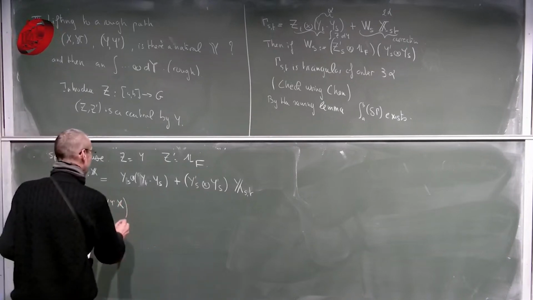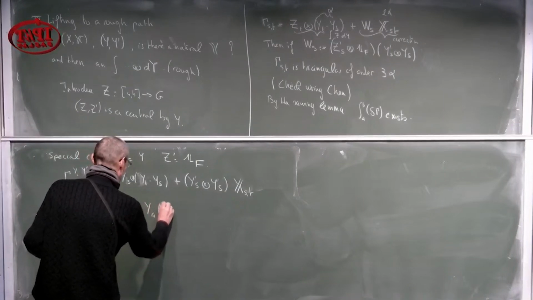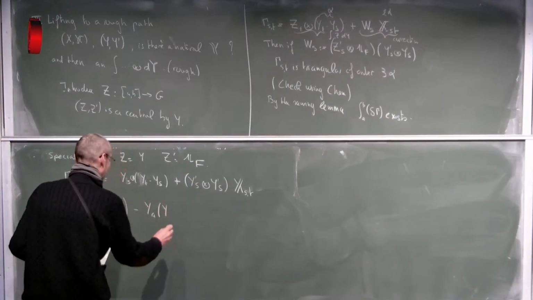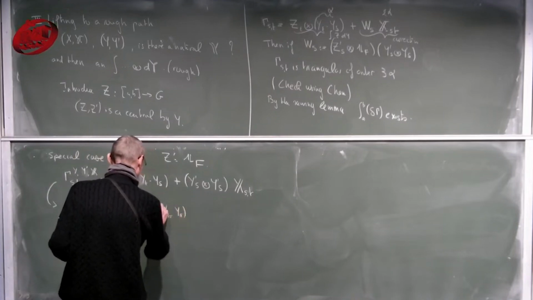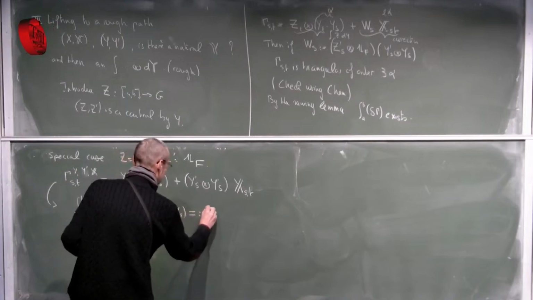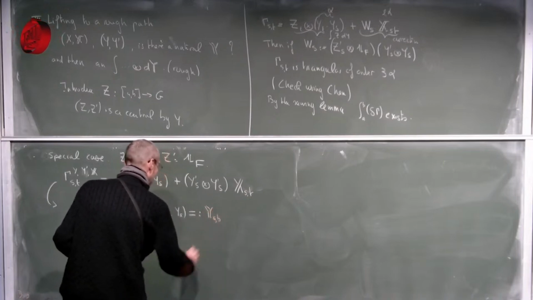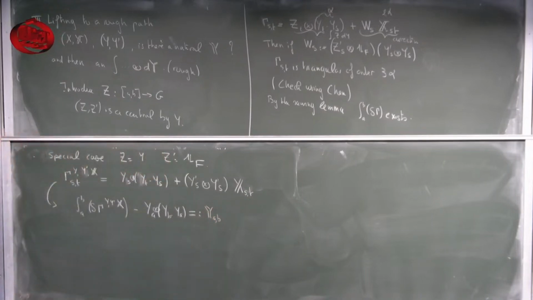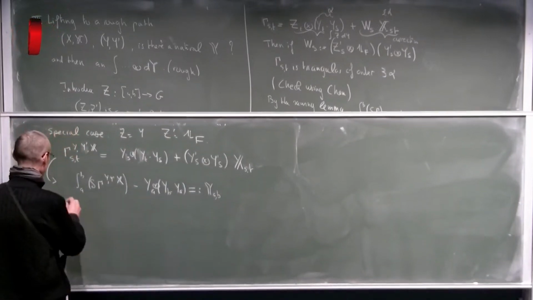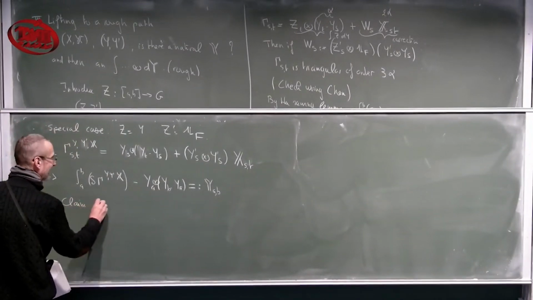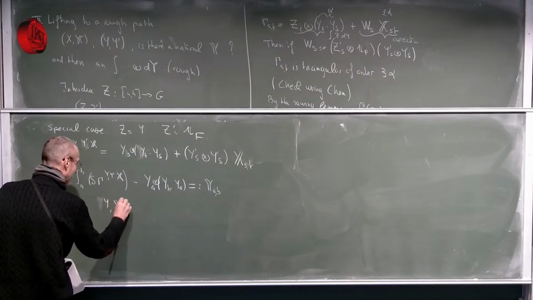Okay, now what do I do to this? I subtract y_a from y_b, and I define it to be y_ab. Okay, this is my definition, and then the claim is that Y is a rough path.